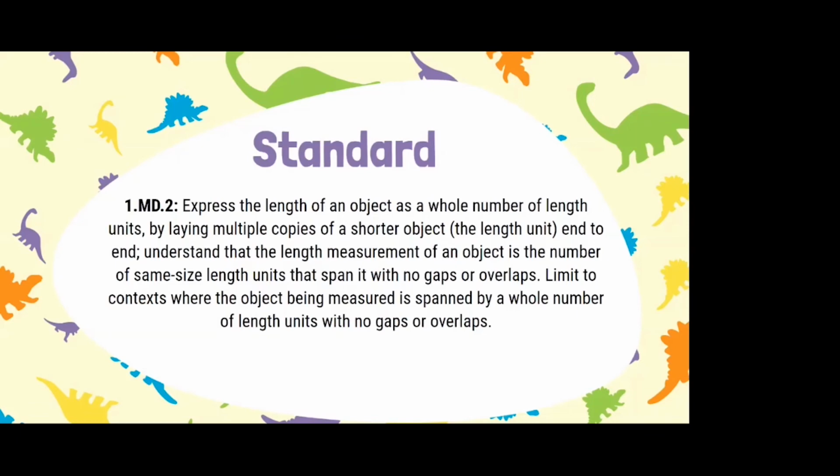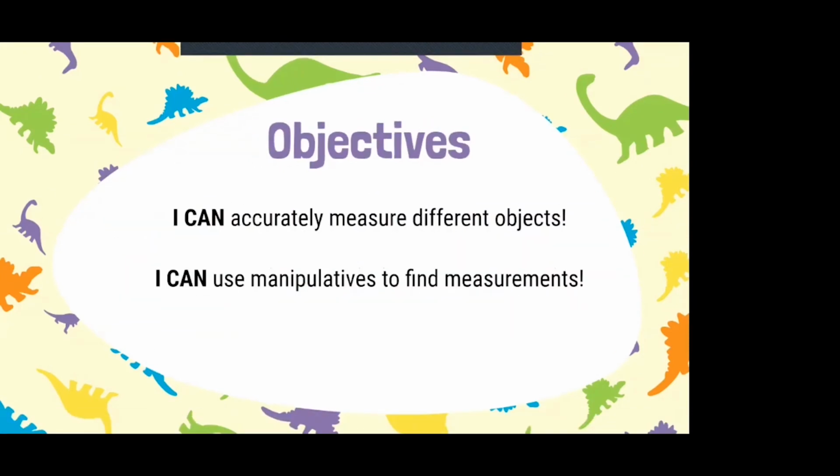But basically, we're going to be using specific manipulatives to get our measurements. So we'll see that real soon. But let's get to our objectives. As always, I'm going to say it first, then we're going to say it together. You ready? Perfect. I can accurately measure different objects. Together, I can accurately measure different objects. Nice job. All right, next we have I can use manipulatives to find measurements. Altogether, I can use manipulatives to find measurements.